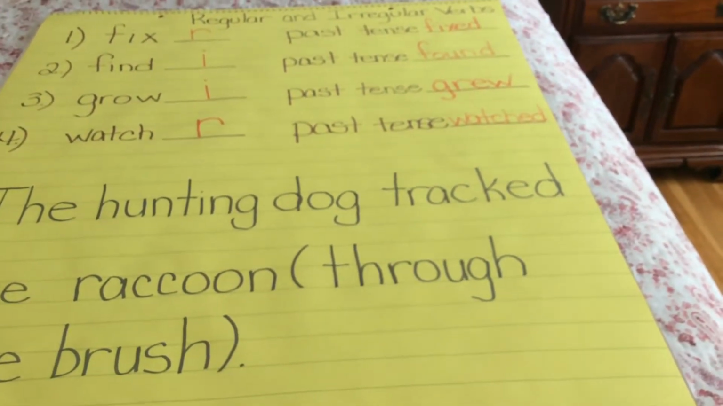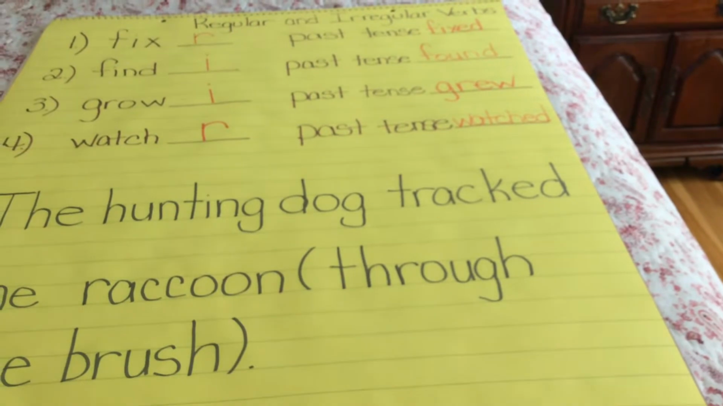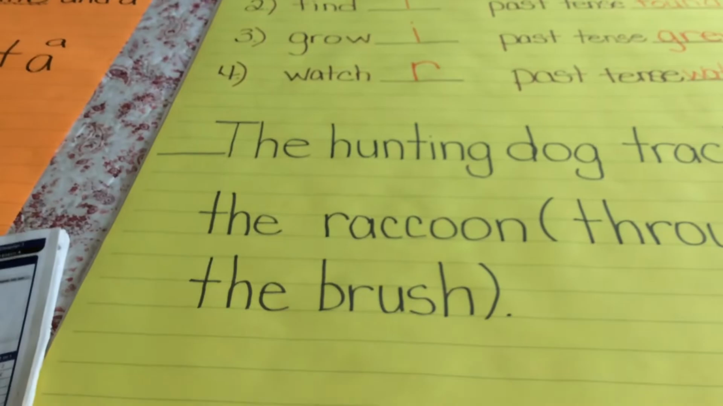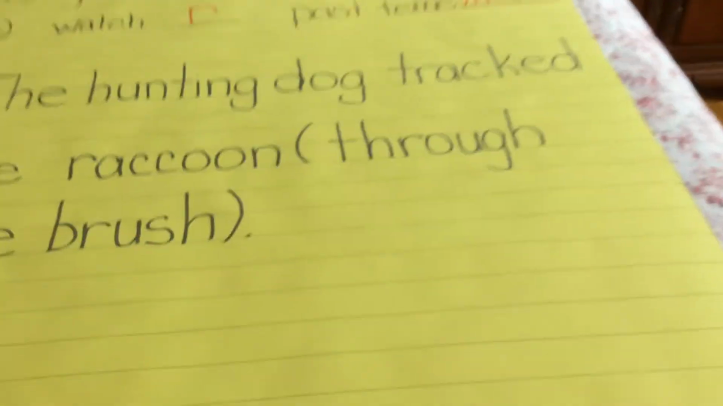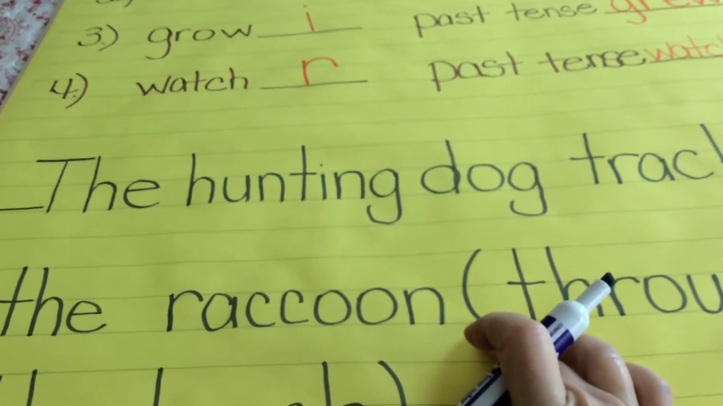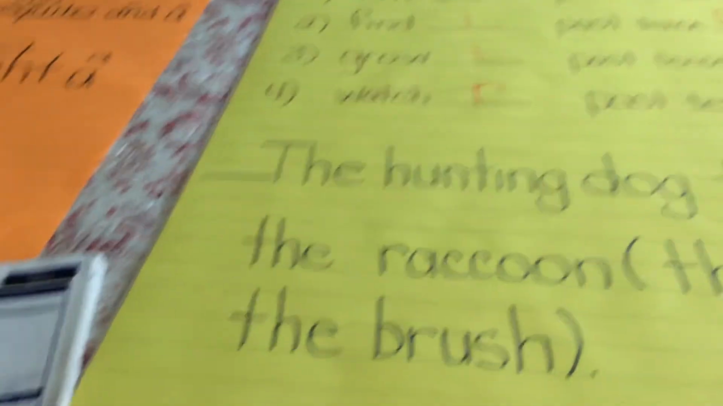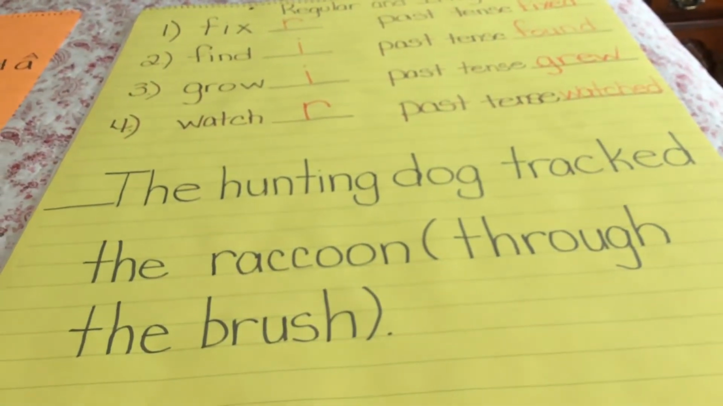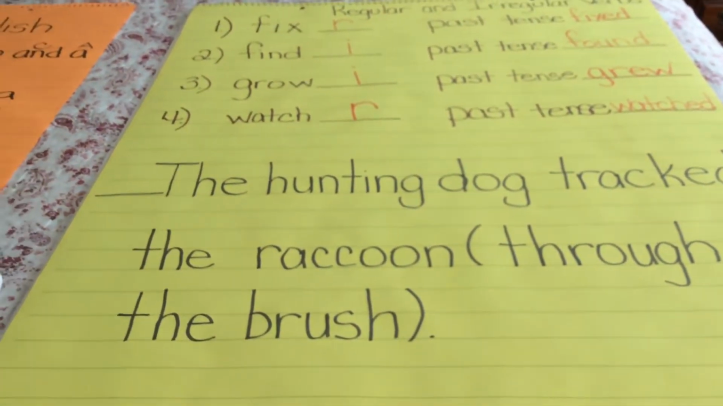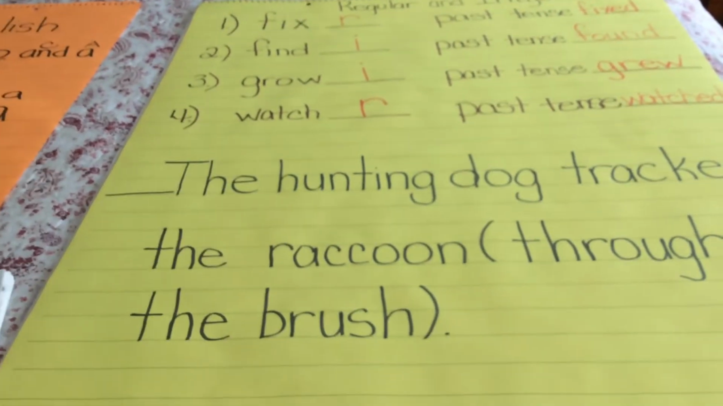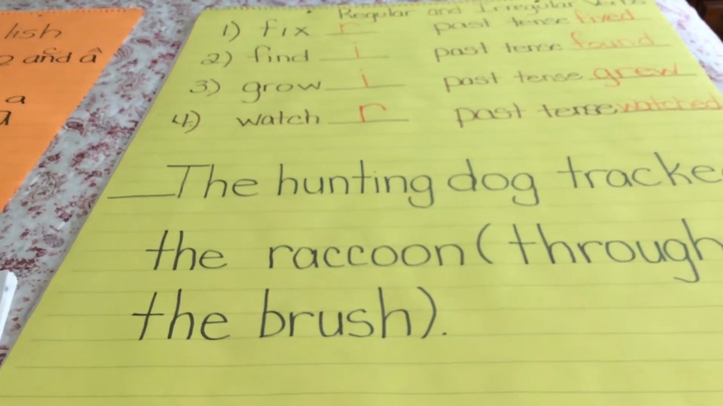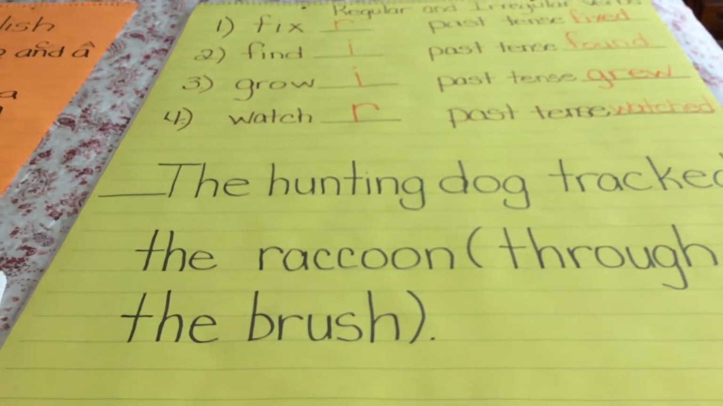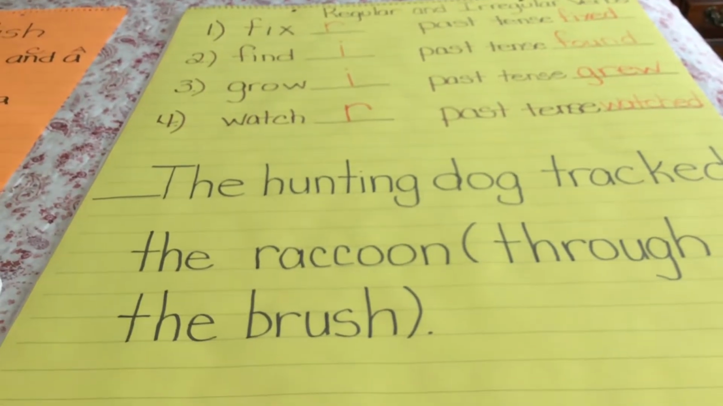tracked. We know that that's going to be past tense. We've got an ED on that. The raccoon. And I've already put this in parentheses for us. Okay, I've given us a little prompt. Through the brush. Now, those parentheses should be an alarm bell going bing, bing, bing in our mind. I've already given us a little hint on this one. You should be going, oh, thanks, Mrs. Shelton. That's telling me that it's a what?